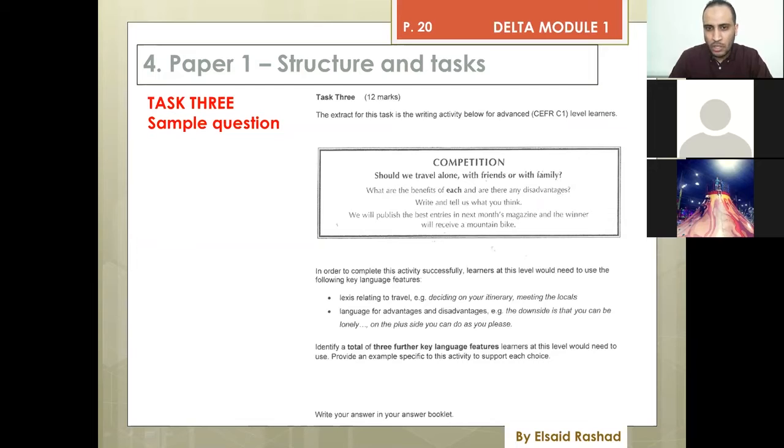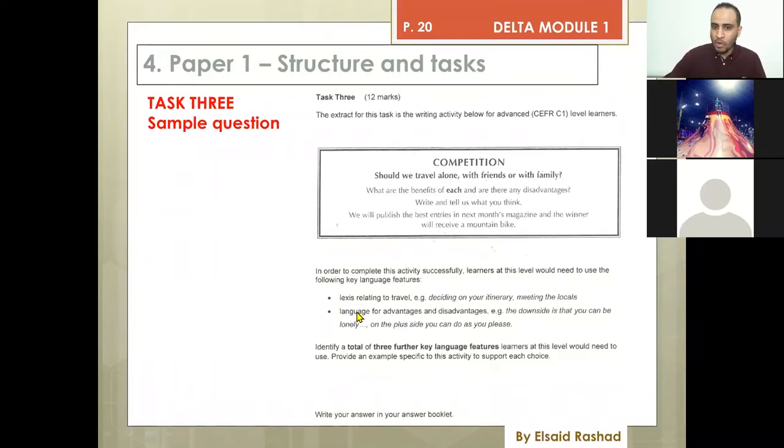Writing activity or speaking activity? What do you think? Have a look quickly and tell me, please. Quickly. Yeah, okay. So as you see here, it's a writing activity. You might be given a speaking activity, okay? And then they will give you 2 features, as you see, one on Lexis and one about language for giving reasons, language for advantages and disadvantages, okay? And then they will ask you to give 3 more key language features.